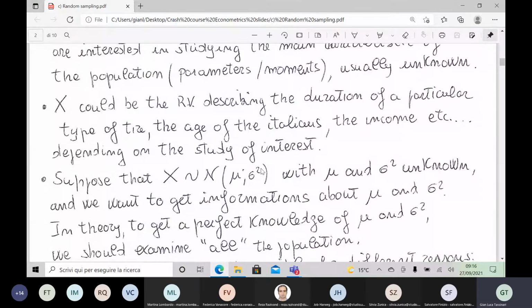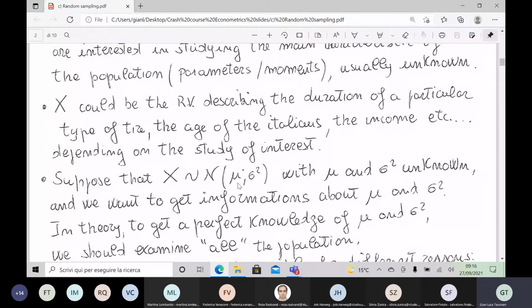Or suppose, for example, that you want to measure the income of all the Italians. Mu is the average income in the population, the average income of all the Italians. Sigma square is the variance of the income of all the Italians. So, guys, unless you consider all the Italians living in this moment and make the computation of the variance that we studied, you are not able to get mu and sigma square.